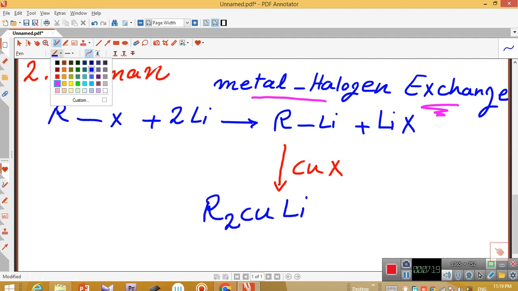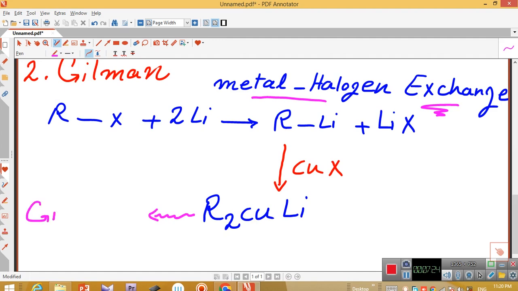So R2Cu lithium, or diorganocopper lithium, will be produced, which is the Gilman reagent. It is a very important product. My friends, I have told you we will have one alkyl that is connected to the metal, or is next to the metal. This alkyl will be a carbanion, and this alkyl will be negative, and this alkyl will be a nucleophile.